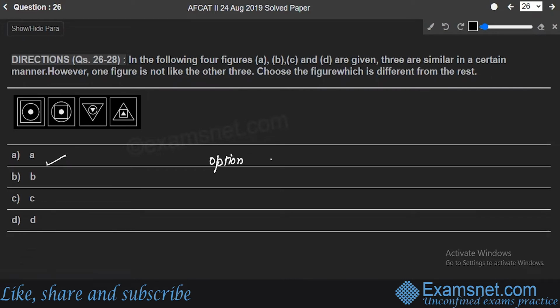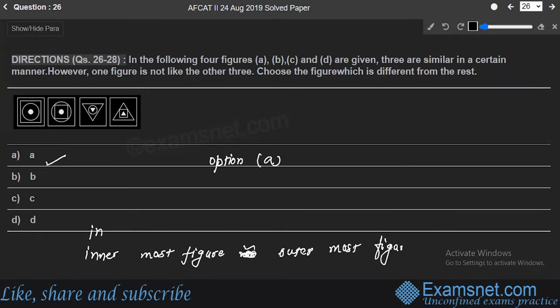Why? See, in all the others, the innermost figure is same as the outermost figure. It's not congruent. It's similar to the outermost figure. So looking at all the four options that are available, I can easily say that A is the odd one out. Let's move to the next question.